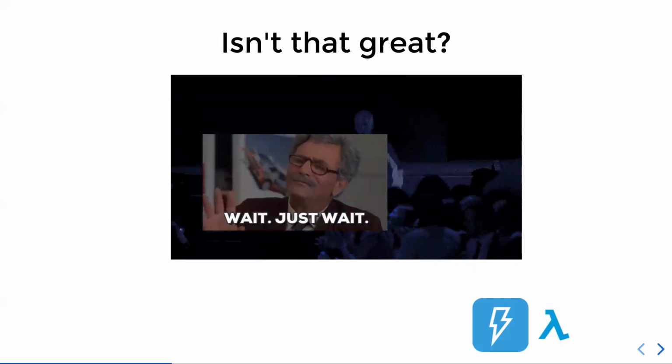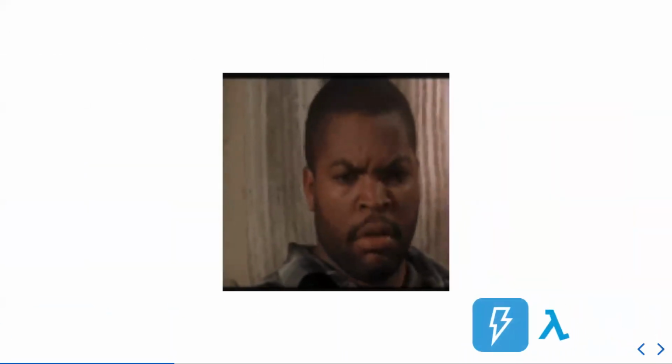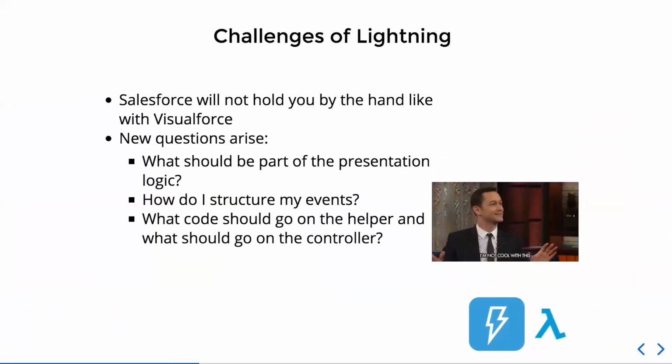Just hold on, right? If you really stop to think about it, Lightning gives you challenges because you need to start thinking of things that you never thought before. So with Visualforce, Salesforce used to hold us by the hand. Salesforce says, with this component, it will create a full page for you. Apex detail, it will give you the detail page of your current record. And then you need to start thinking, what should I put in the component? How do I structure a Lightning event? What goes in the helper, what goes in the controller? You get all these challenges that you never had to think about before.